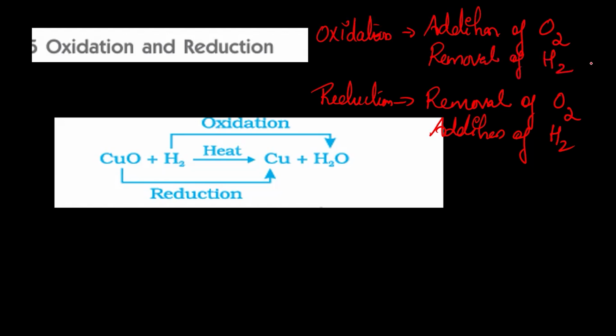Okay. Now let us come to this reaction here. CuO, copper oxide, right? Copper oxide has oxygen in it, and we are getting Cu. That means hydrogen is added, and this oxygen is removed from the copper, right? Removal of oxygen is what? Reduction. So copper oxide to copper is a reduction process, and to the hydrogen oxygen is added, so that is oxidation. Clear?